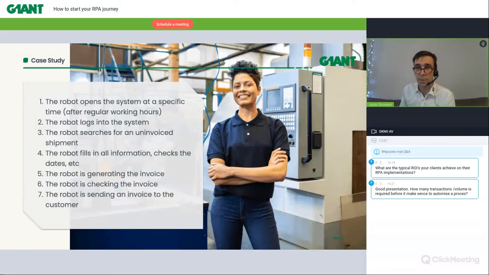And basically, after the robot checks that the invoice is complete and generated in the correct way, it sends the invoice to the customer. So this automation was very straightforward, but it saved a lot of time because an employee doesn't need to stay after work every day to generate and send those invoices, right? So this is actually a very efficient way to implement automation.